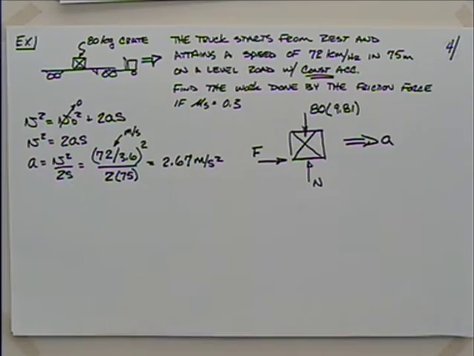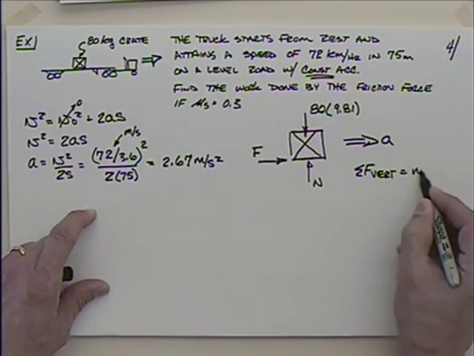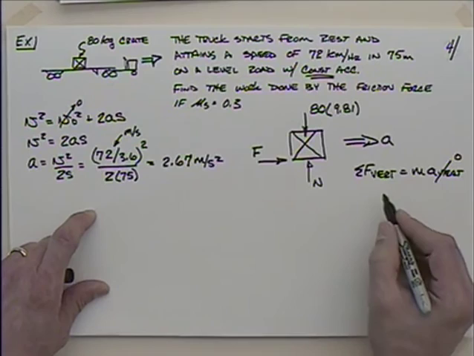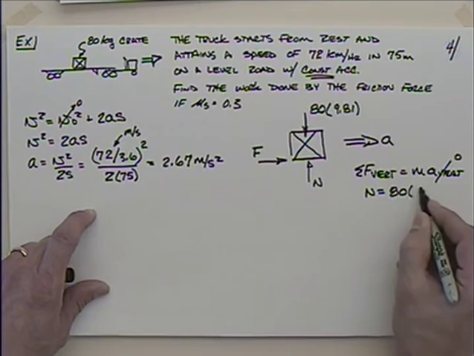Well, if I sum the forces in the vertical direction here, setting it equal to mass times acceleration in the vertical, I got zero vertical acceleration, hopefully, and we come to the conclusion then that the normal force N is equal to 80 times 9.81, right?